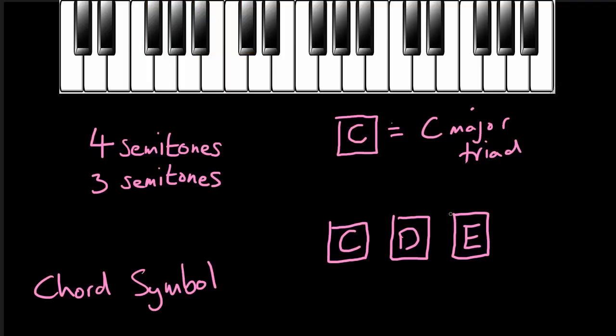But say we want to work it out the other way, we can do that by counting 4 semitones and then 3 semitones. 1, 2, 3, 4. That gives us our 3rd of the chord, and then 1, 2, 3 up will get us as far as the C sharp, and that's what we need to finish this chord off.